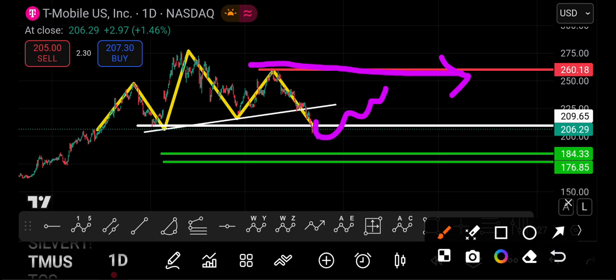Whenever you find that the stock is coming near this red line and it's facing a rejection, it's facing resistance near this red line, you take that as an opportunity to short sell for a downside move to this area, to the green. This green line will be our target.